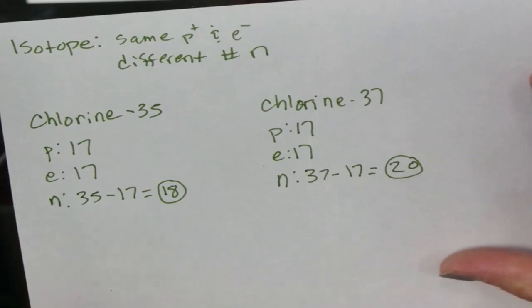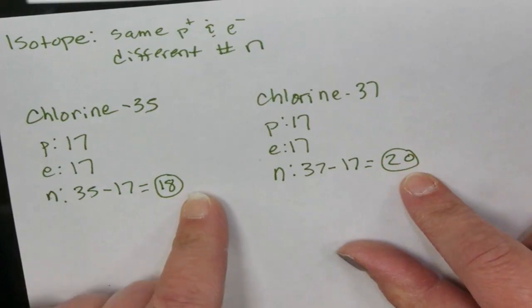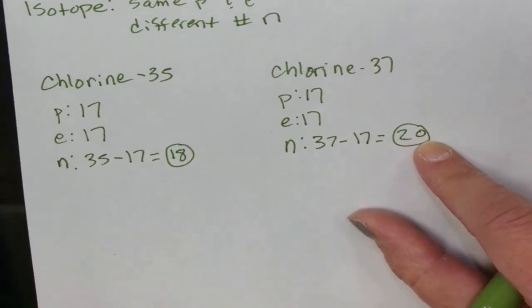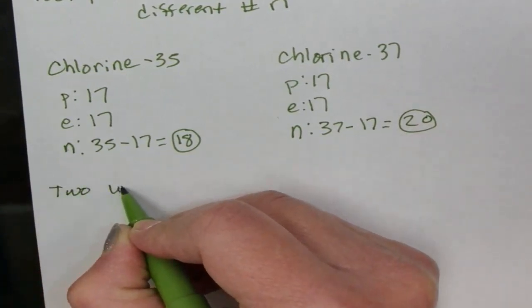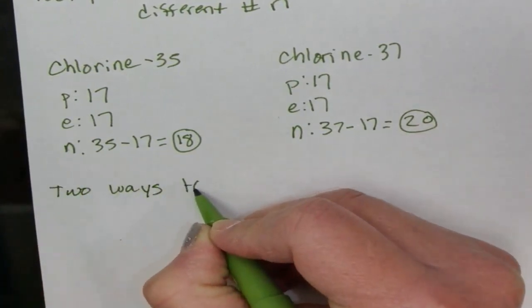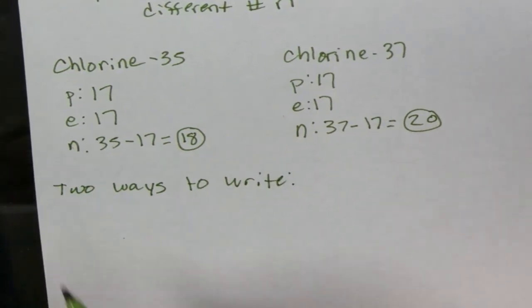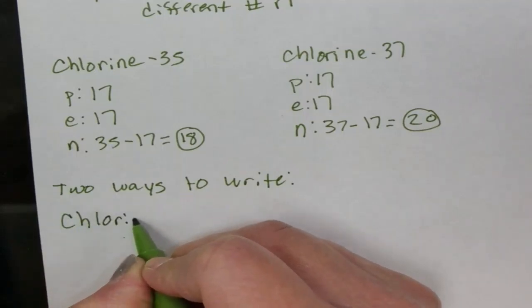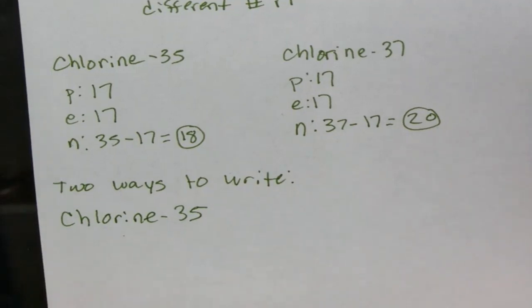So what is the difference between these two isotopes of chlorine? Simply the number of neutrons. Now there's two ways to write an isotope. All right, we can write chlorine-35 like we have above, where we write out the element name with a dash and then the mass number.